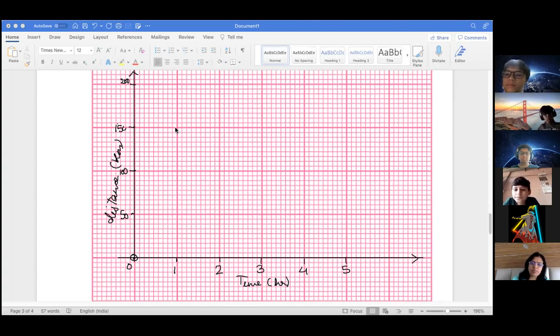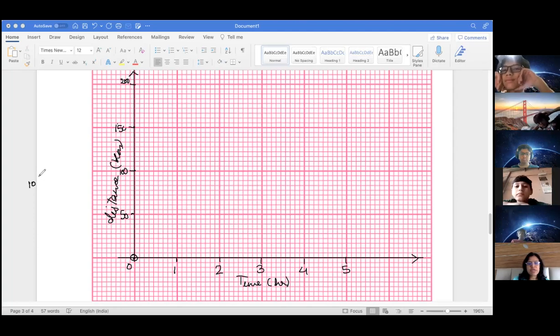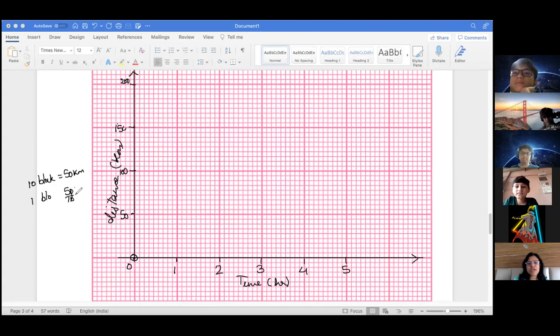Okay, so at 1 it is 20, right? Now this is 10 blocks. You see 1, 2, 3, 4, 5, 6, 7, 8, 9, but actually it is 10. So 10 blocks is equal to 50 kilometers, right? So I need 20. 1 block equals 5 kilometers. Then 4 blocks equal 20 kilometers. Correct. So 1 block is equal to how much? 50 by 10, which is 5 kilometers.